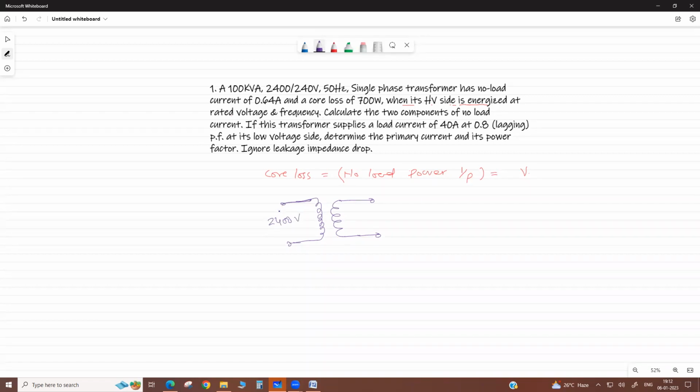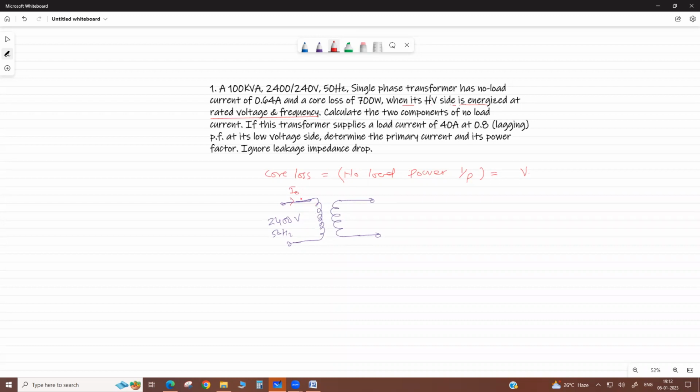Okay, with the rated frequency 50 Hertz. Rated voltage, rated frequency. This is the condition for no load test, because your iron loss depends on frequency and voltage. That's why we conduct it at rated voltage and frequency. Please remember, so that it gives the correct value of core loss.